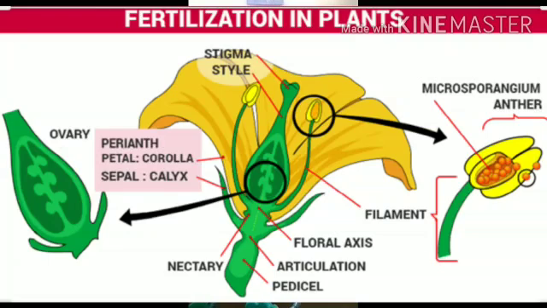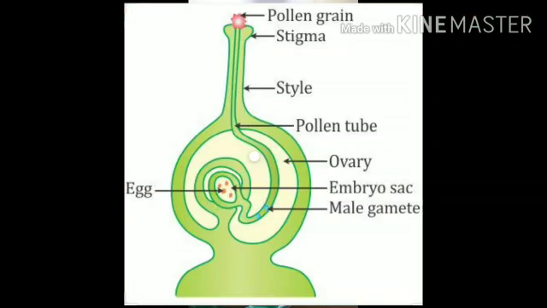Now we are going to see about fertilization. The process of fusion of male reproductive and female reproductive gametes is called fertilization. That means the process of fusion of the male, that is pollen grains, and the female stigma gametes is called fertilization. The cell which results after fusion of the gametes is called a zygote. The zygote develops into an embryo.